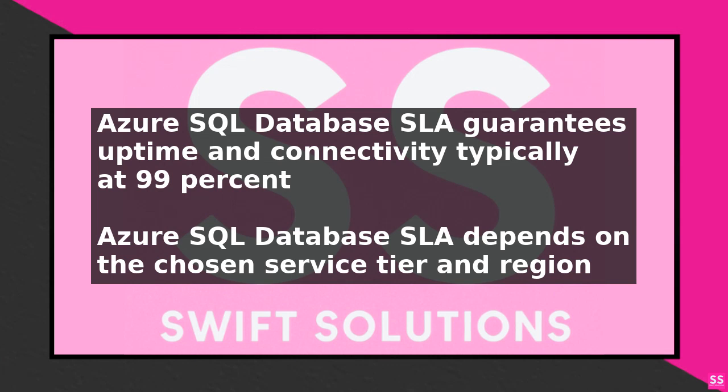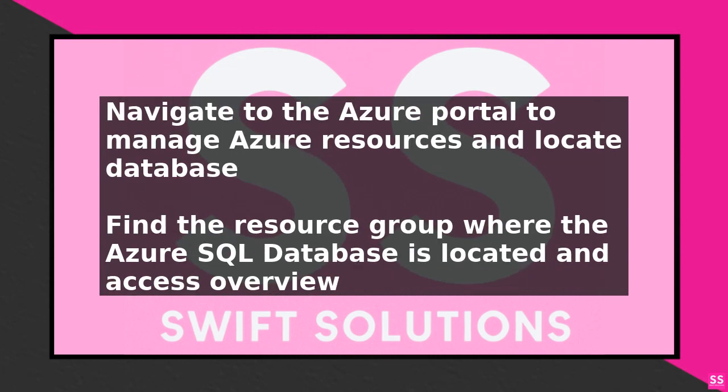In the Azure portal, find the resource group where your Azure SQL database is located. Click on the SQL database resource to access its overview page. The overview page displays key information about your database, including its name, status, and resource group.